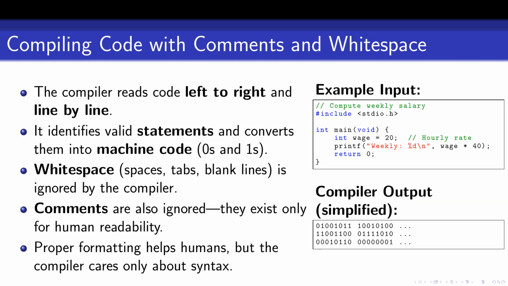Now that we've looked at how code is written and formatted, let's see how it's compiled. When you write code, you're using a high-level language that humans can understand. But computers only understand binary, sequences of zeros and ones. A compiler translates your code into machine language so the computer can run it. This process happens from left to right, line by line. The compiler looks for statements, generates machine code, and ignores things like whitespace and comments. This is why even poorly formatted code can still run, as long as the syntax is correct.